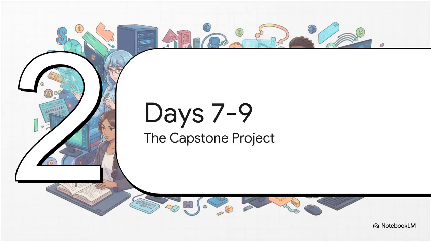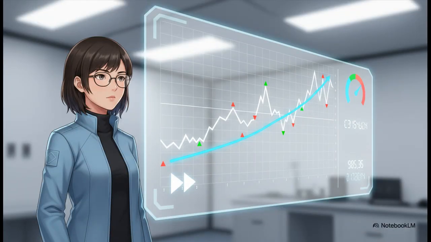Okay, you've got the theory and you've got the tools. Now for Days 7, 8, and 9, it's time to put it all together. Let's talk about the capstone project. This is so important because you need a tangible goal. Your mission for these 3 days is to build a backtester for a simple momentum strategy.